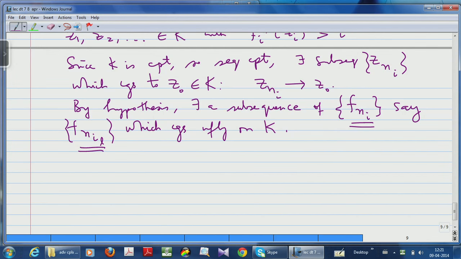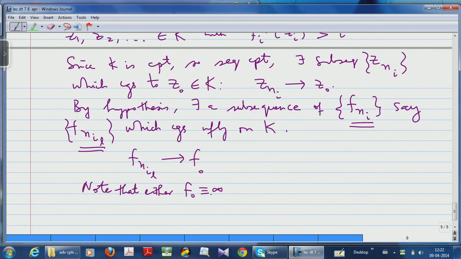Now, here is the issue. This f_{n_{i_l}} will go to a certain f_0. If you take a normal limit of meromorphic functions, a normal limit is either identically infinity or it is a meromorphic function. It can even be holomorphic. This is what we have already seen. So f_0 can either be the function which is identically infinity, or an honest meromorphic function. It could even be a holomorphic function. So note that either f_0 is identically infinity, or f_0 is a meromorphic function on D.